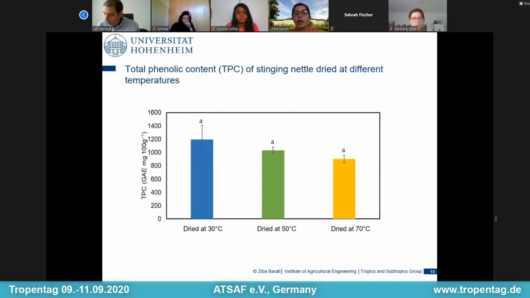In this bar chart, we can see the results of total phenolic content of stinging nettle dried at different temperatures. We found that drying at different temperatures had no significant influence on the total phenolic content, and the amount of total phenolic content ranged from 900 to 1,192 milligram gallic acid per 100 gram sample. These results are in agreement with the reported total phenolic content in other studies.